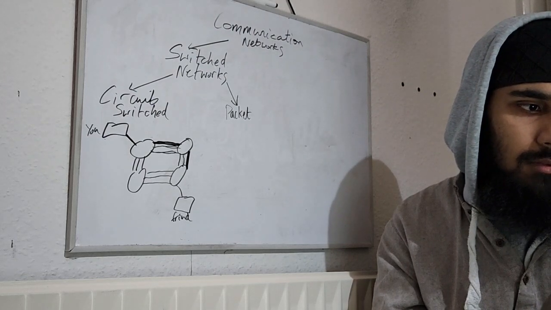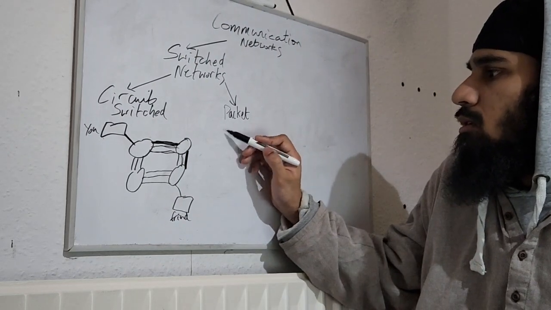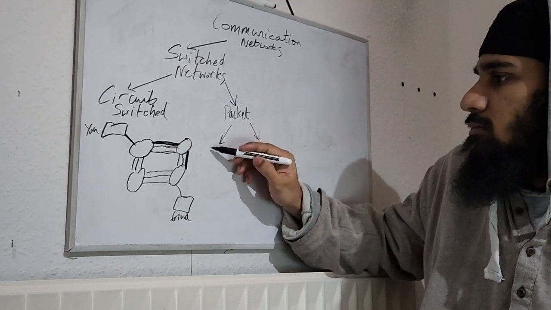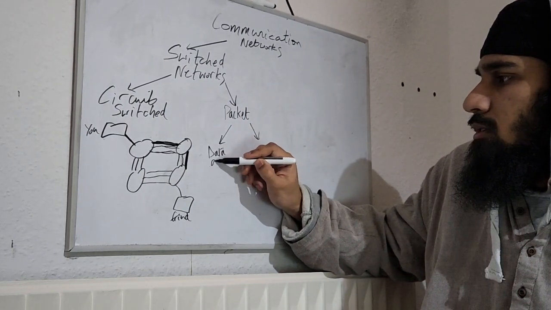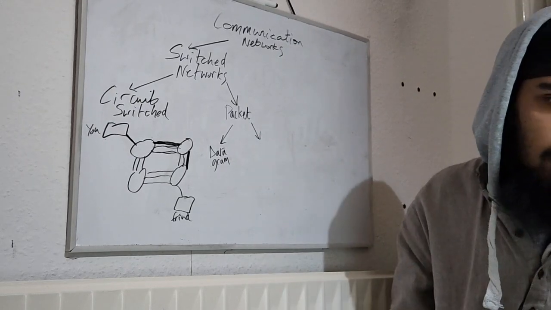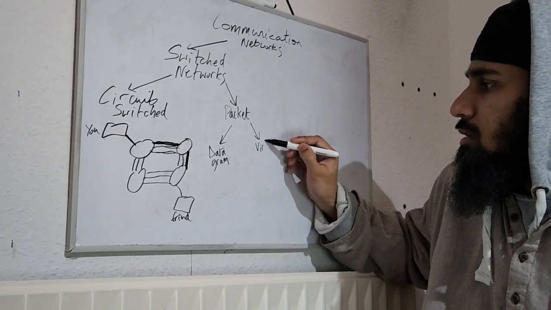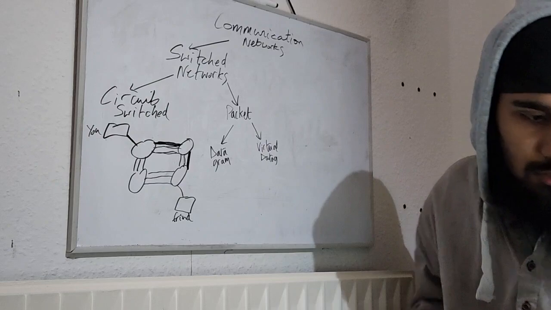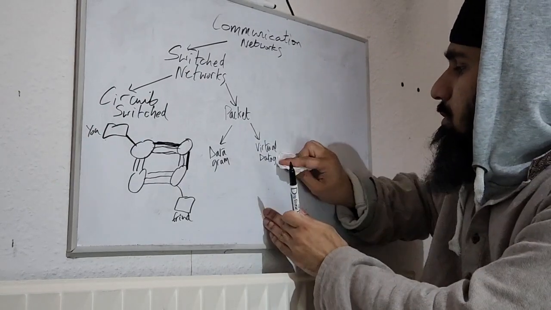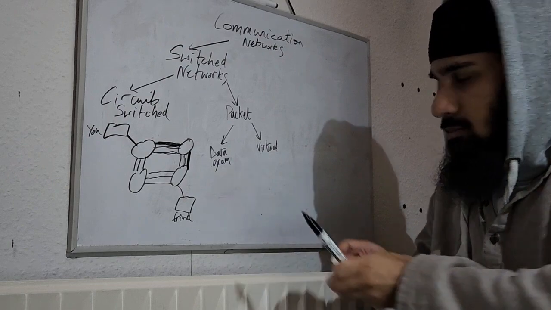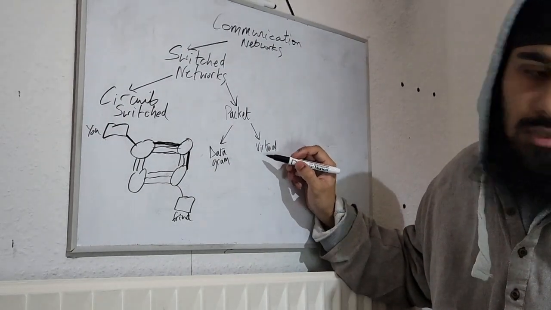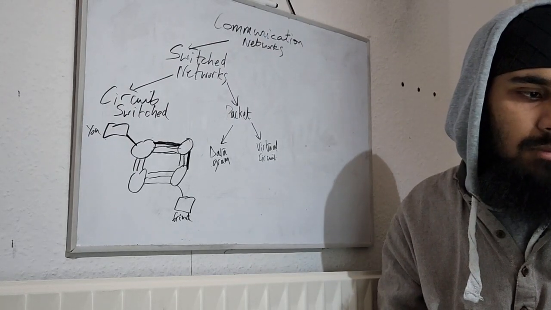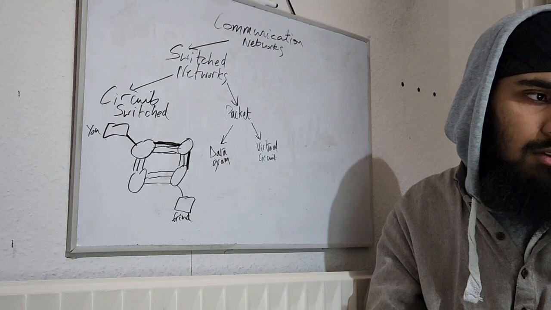So packet switching can be divided into more subsections. You have a datagram, and you also have virtual circuit network. There's a key difference to this. I'm going to go through quickly because we'll be going through this in more depth later on.